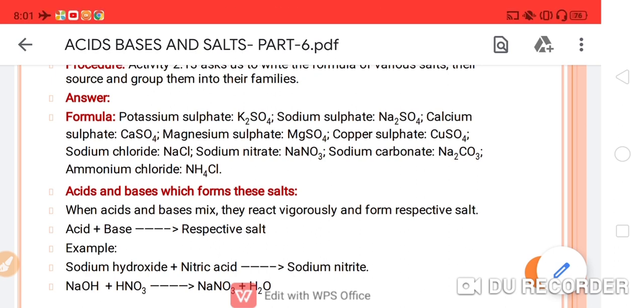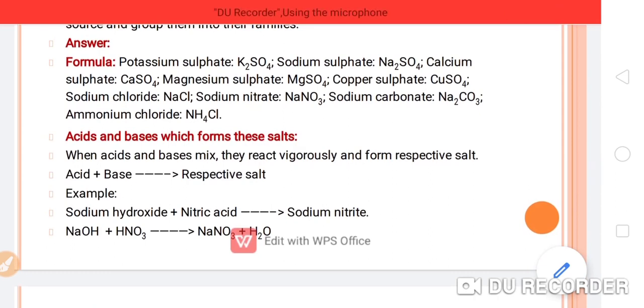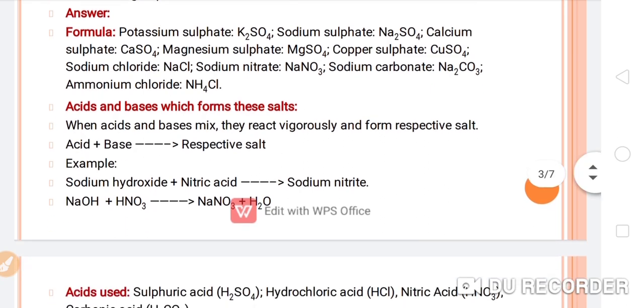Okay, so with the help of this you can identify which acid and which base you will use to form the given salt, like sodium nitrate, so nitric acid and sodium oxide or sodium hydroxide you can use. Similarly, if you have to form ammonium chloride, you can use ammonium hydroxide as a base and HCl as the acid. So from the chemical formula of the salts you can predict which acid and which base you need to form the given salt.